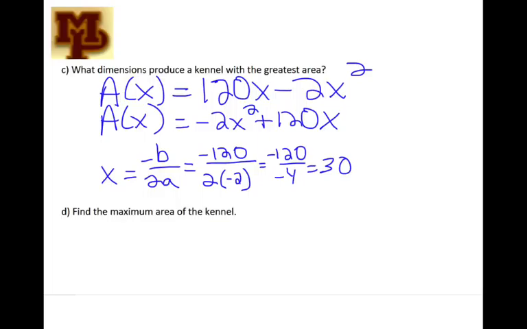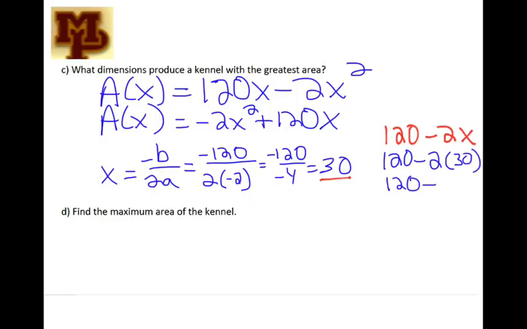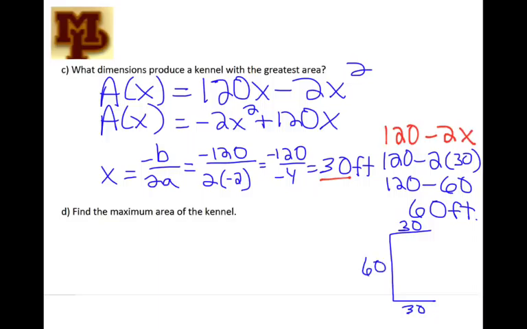So the other dimension is, again, labeled as 120 minus 2x, and now that we know that x is 30, we can just plug the 30 in there. So 120 minus 2 times 30, so 120 minus 60 equals 60. So the length is 60 feet, the width is 30 feet, so the rectangle looks like this. And it has 30 here, and it has 30 here, and it has 60 there. And again, the house.